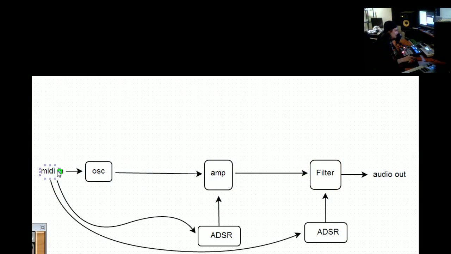So we have MIDI, oscillator, amplifier, and the MIDI also going into the ADSR for the amplifier, controlling the amplifier. If that makes any sense, right? So next up, we have our filter and the ADSR for the filter. And yeah, we'll get to that in the next video.